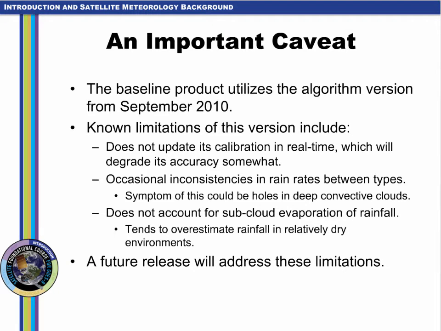It's important to keep in mind that the baseline product utilizes the algorithm version from September 2010. Known limitations of this version include it does not update its calibration in real time, which will degrade its accuracy somewhat, occasional inconsistencies in rain rates between types, and a symptom of this could be holes in deep convective clouds. Also, it does not account for subcloud evaporation of rainfall. It tends to overestimate rainfall in relatively dry environments. A future release will address these limitations.